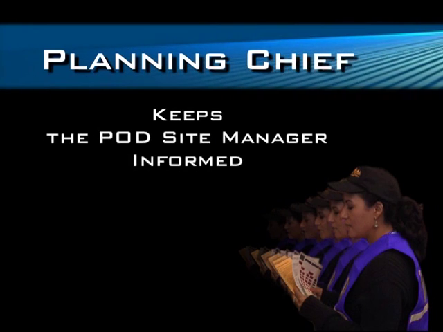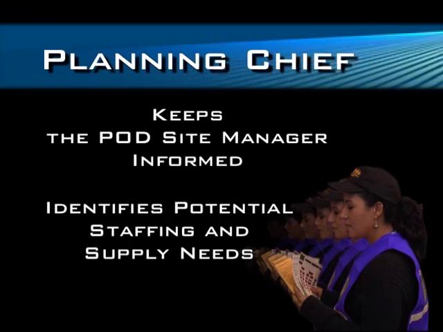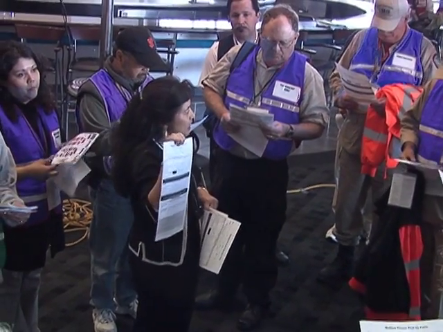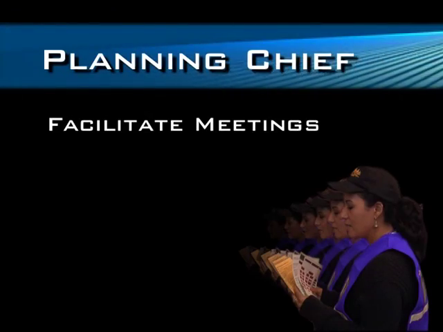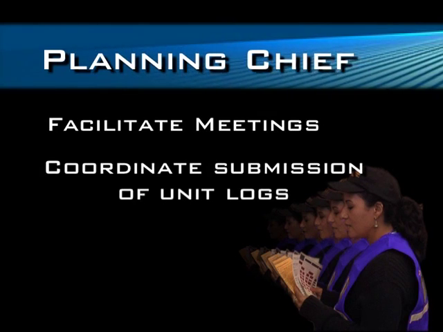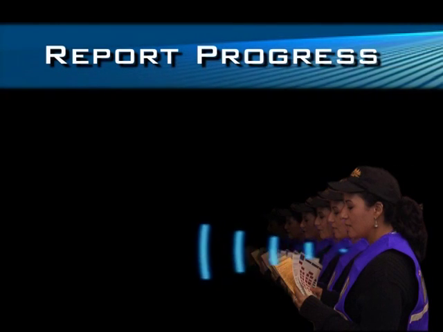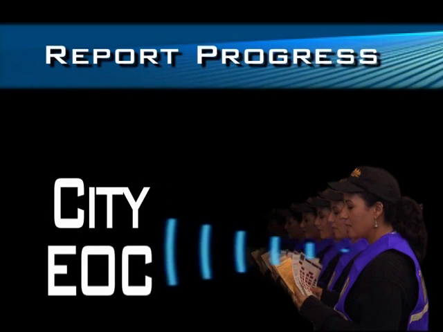The planning section chief keeps the pod site manager informed about how the pod is doing and identifies potential staffing and supply concerns. Regular meetings should occur in the pod to share status updates. The planning section chief should serve as the facilitator and coordinate the meetings and submission of unit logs. At regularly scheduled times, often shift changes, a designated person in the planning section reports progress up the chain of command to your city EOC.